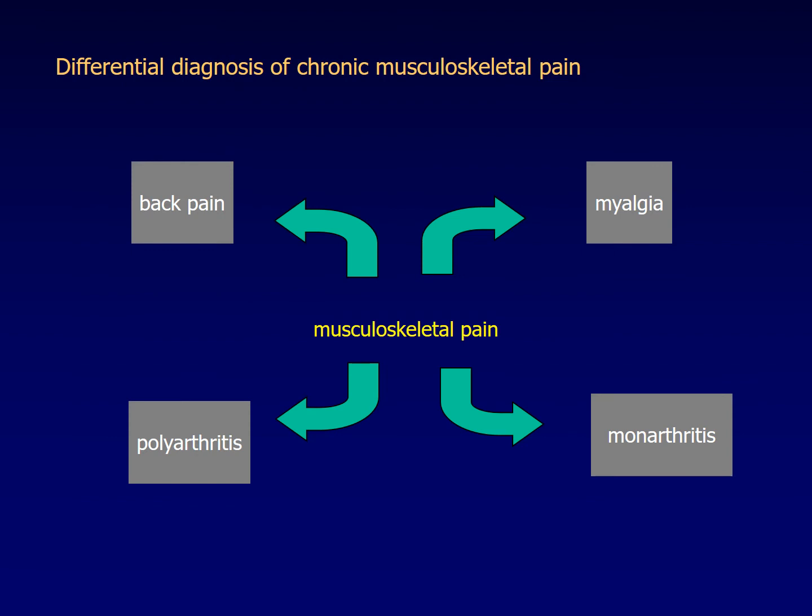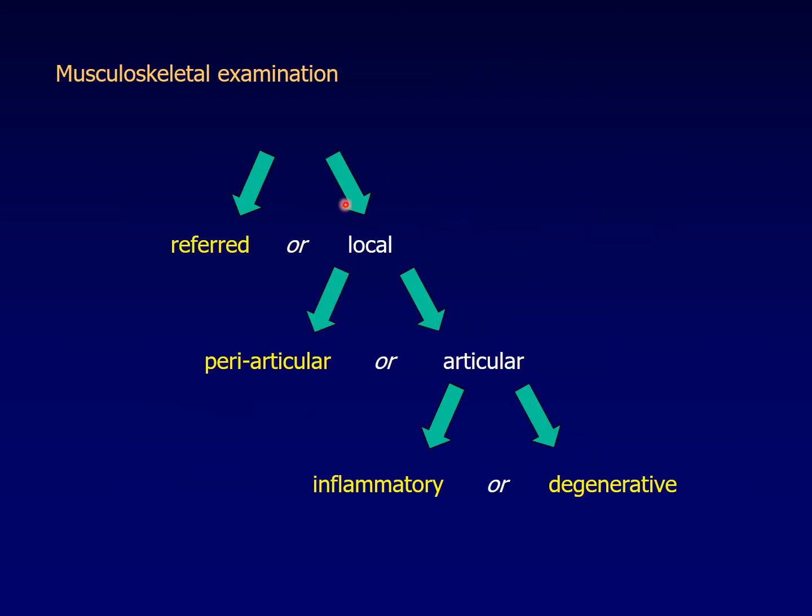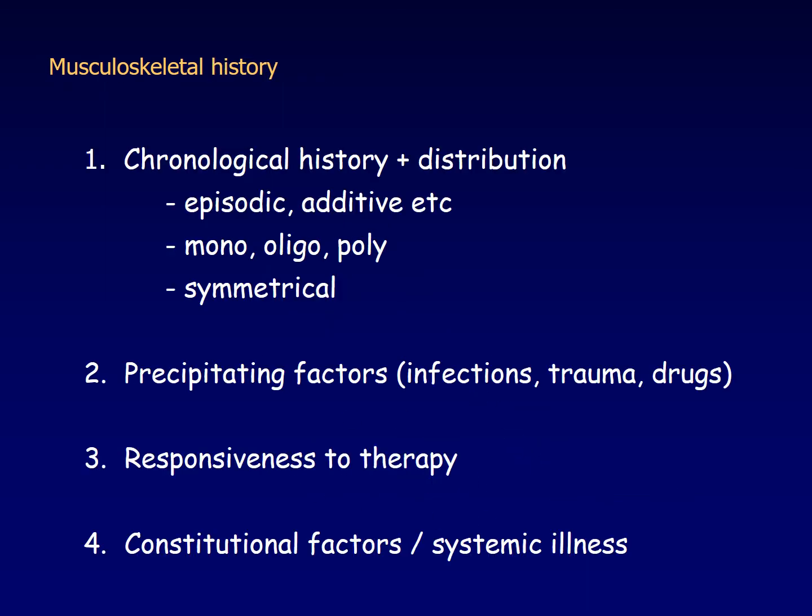So these are the differential diagnosis of musculoskeletal pain: back pain, polyarthritis, myalgia, which means muscle pain, and monoarthritis, which means a single joint is involved. So this is the examination. First we have to look for whether there is any referred pain or not. If the pain is local, then we have to see if it is articular or periarticular. If articular, then we have to see if it is inflammatory or degenerative.